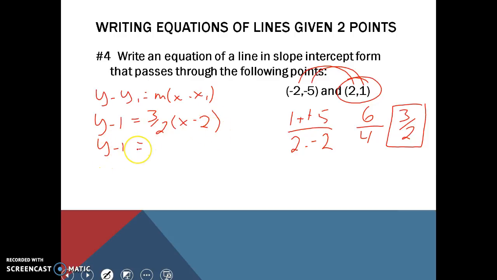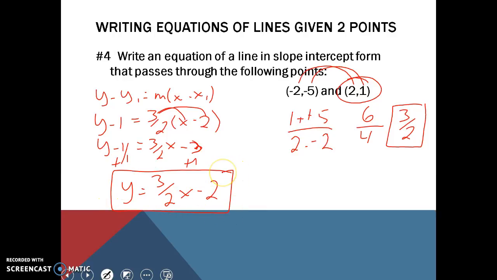So I'm going to use my distributive property. I'm going to have 3 halves times x is 3 halves x. 3 halves times negative 2 is just negative 3. So that's a 3 there. So then I'm going to add 1 to both sides. Then I'll have y equals 3 halves x, and negative 3 plus 1 is negative 2. And that is my correct answer.